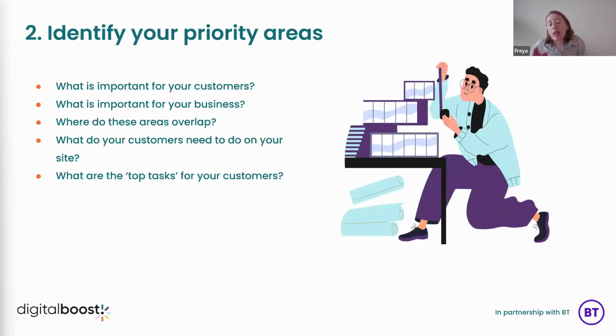Secondly, I would say think about your priority areas. I think content design is a lot of work, and if you have limited time, limited resources, you really want to think about your priority areas. So I would suggest thinking about what's important for your customers, but also what's important for your business. Say, for example, you want to grow in a particular area. You also want to see if there's some overlap and think about, okay, what do you really want to focus on? What's good for you? What's good for your customers? And start there in terms of your priority areas.